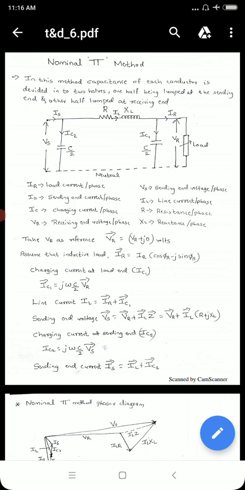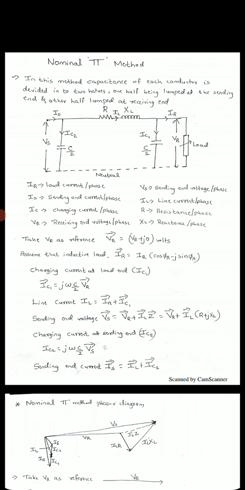In the previous method, in the T method, what have you done? Total capacitance is lumped at the middle, then total resistance and reactance of the inductance is taken exactly half on either side of the capacitance. Now here, instead of that, total resistance and inductive reactance are the same as per line, but the total capacitance is divided in half, and at the sending end one half is kept, and at the receiving end one half is kept. So this is the figure of the nominal pi method.